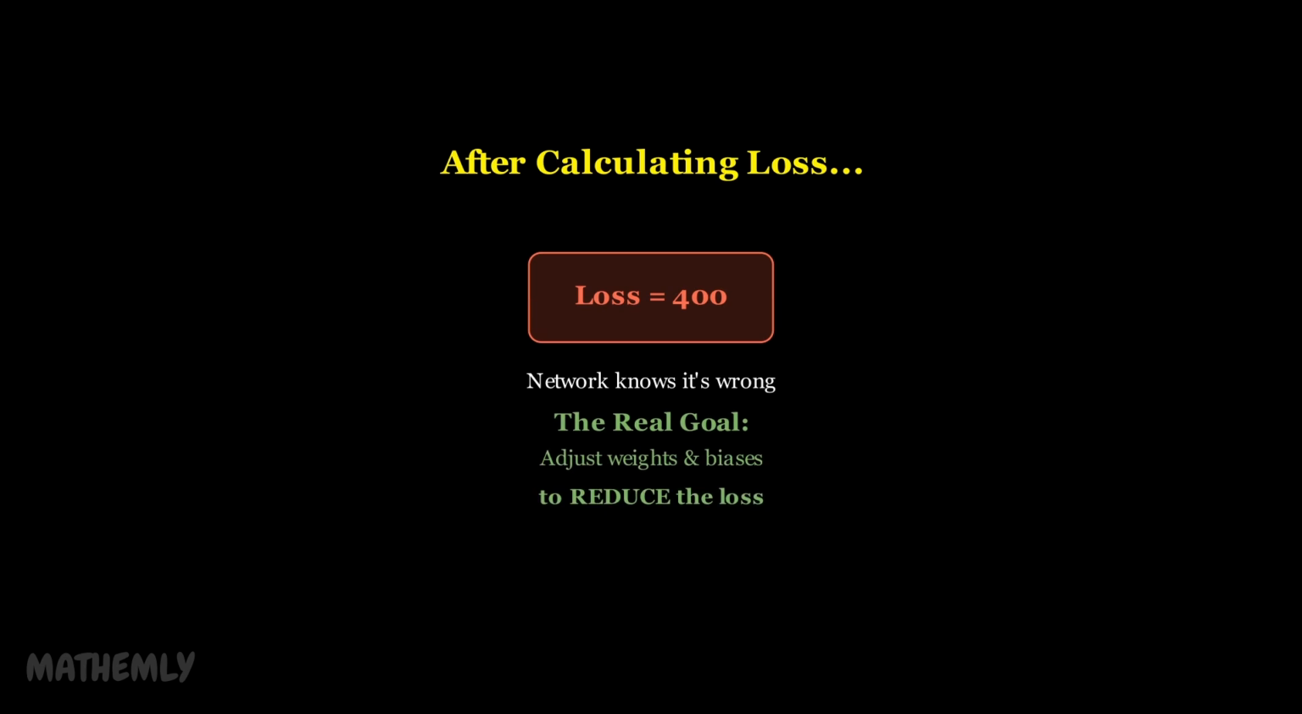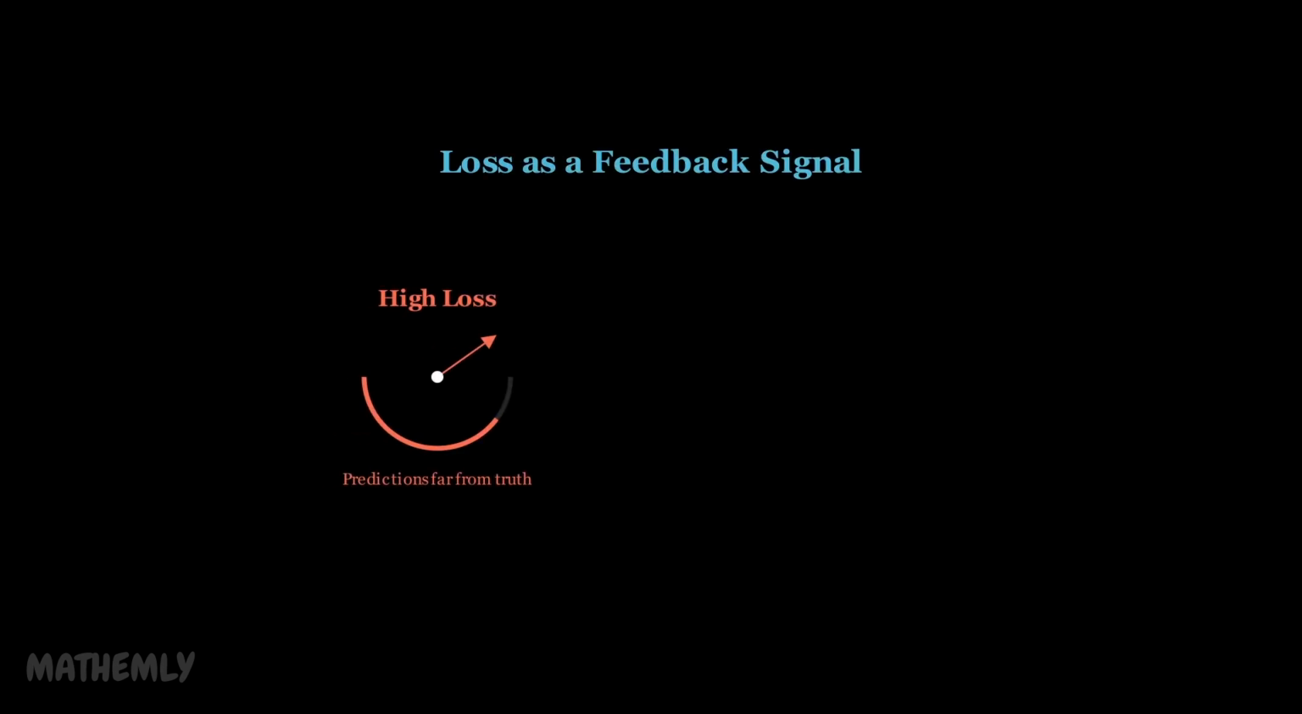So what happens after we calculate the loss? At this point, the network knows how wrong it was, but knowing the mistake isn't enough. The real goal of training is to reduce that loss over time by adjusting the network's parameters, that are its weights and biases. You can think of the loss value as a kind of performance score or feedback signal. If the loss is high, it means the predictions are far from the truth. If it's low, the network is getting closer to the target.